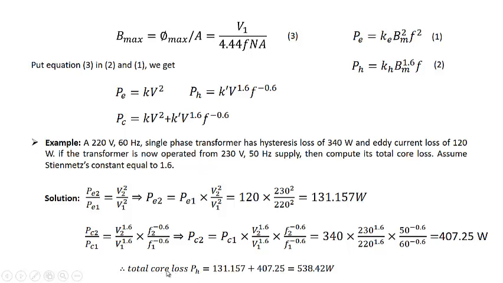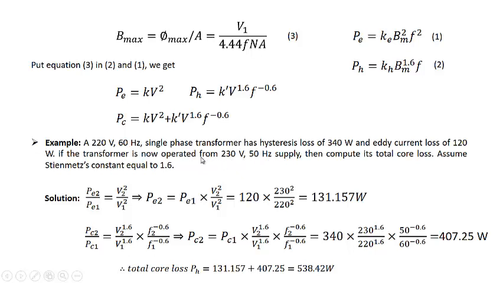Total hysteresis, this should have been core loss, that is PC. I don't know why I have exchanged them, but I want you to please correct it. So PC will be equal to this loss plus this loss, which is equal to 538.4. This is how we can calculate the eddy current losses and hysteresis losses at different voltage and frequency. I hope you understood this. Sometimes you can see that this Bmax here is proportional to 220 by 60. Here it is 230 by 50.